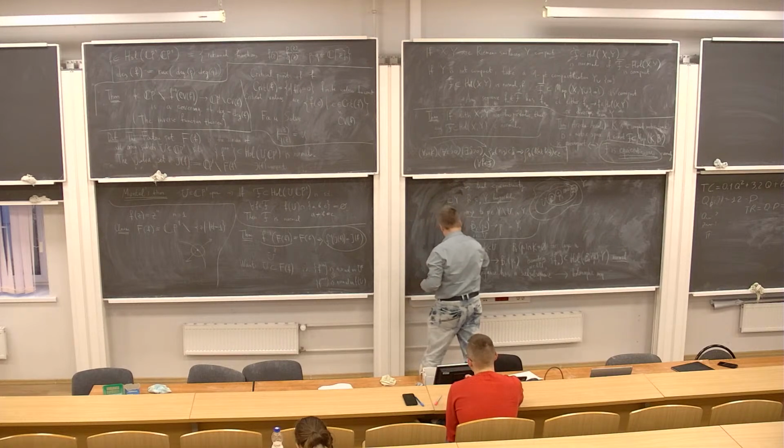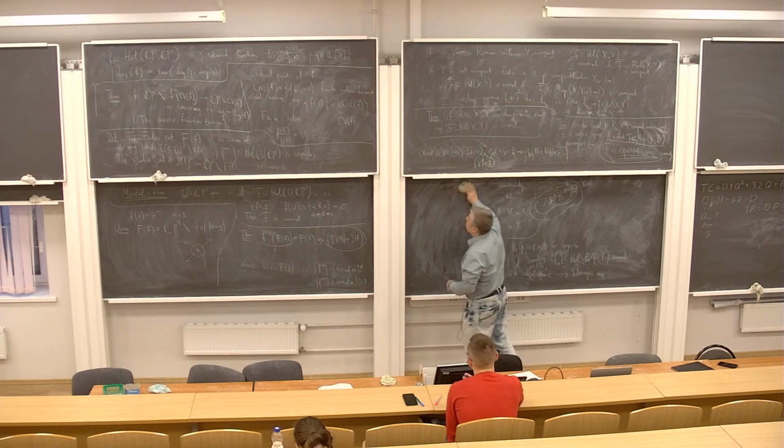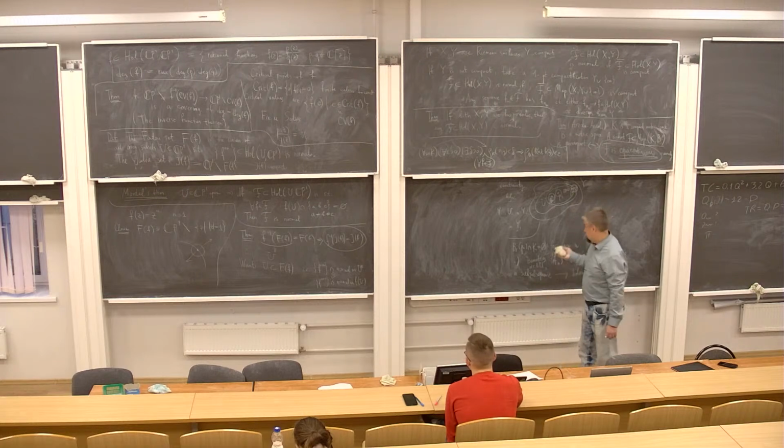Now, the Fatou set may be empty. This happens. But the Julia set can never be empty.